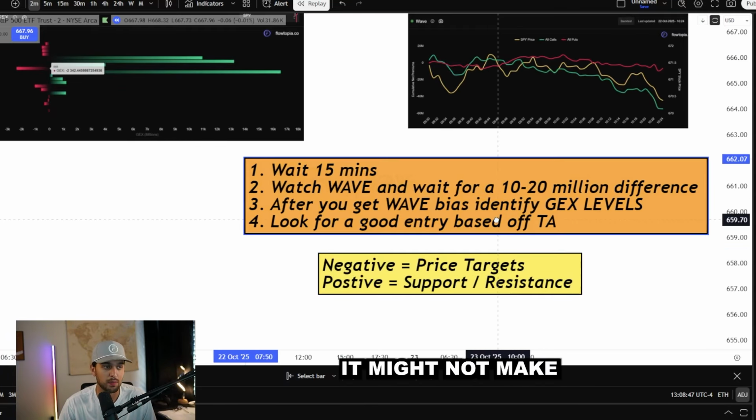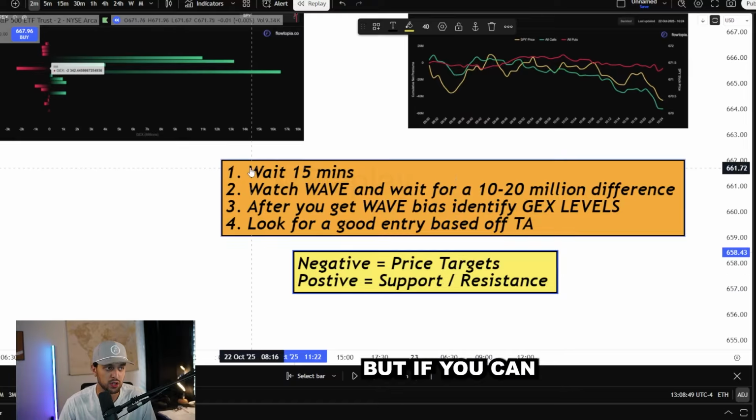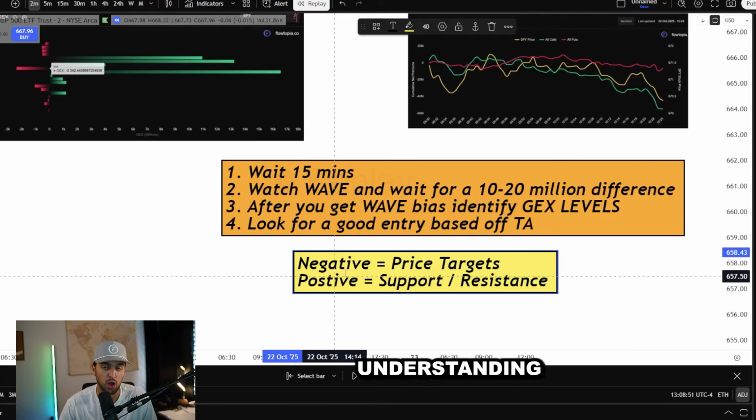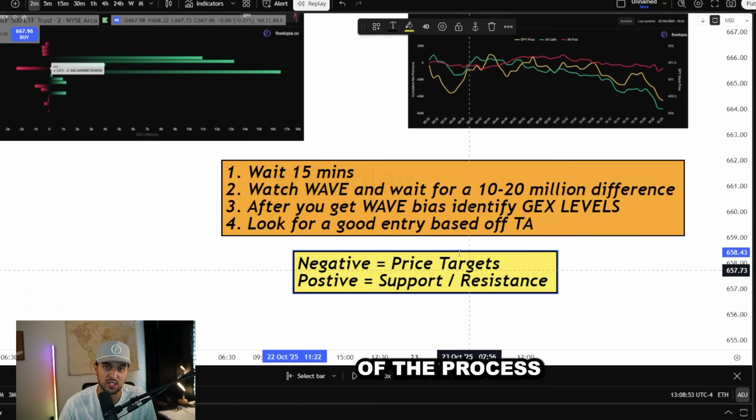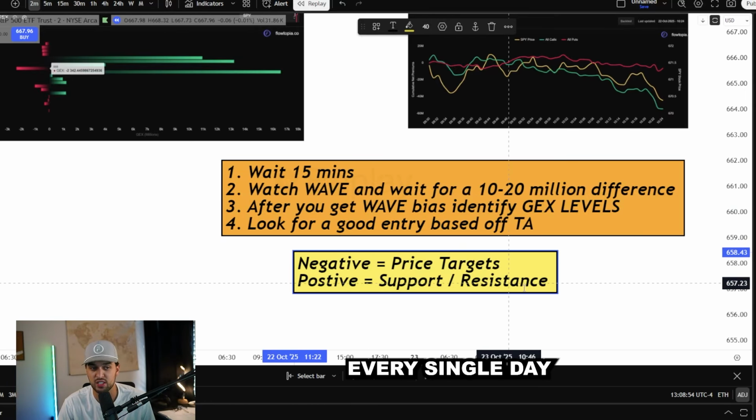This might be a lot. It might not make a lot of sense to you, but if you can just try to start understanding that this is the process that we like to do every single day, then you'll get a lot better at it over time.